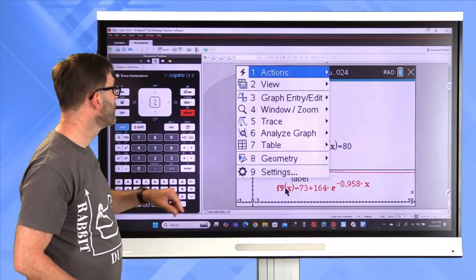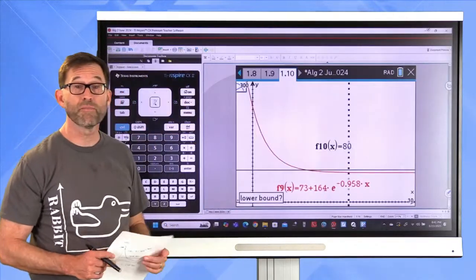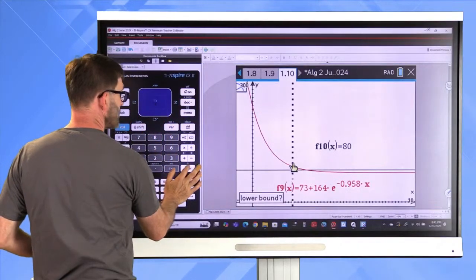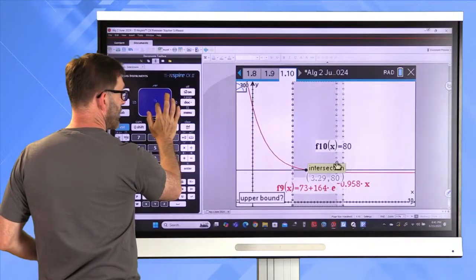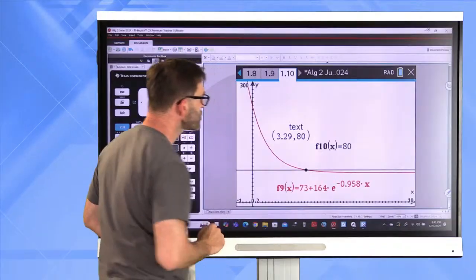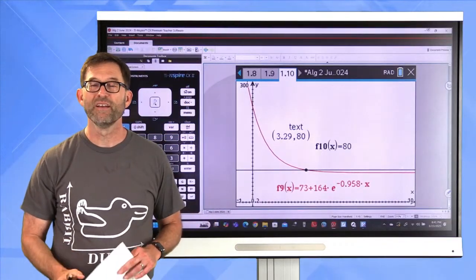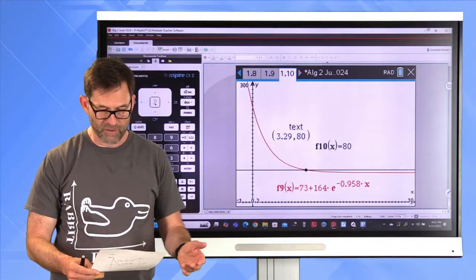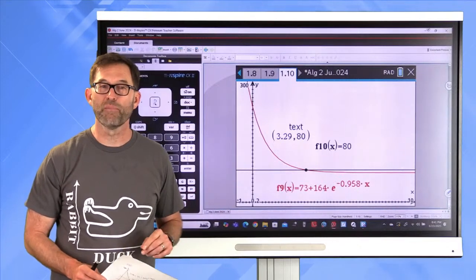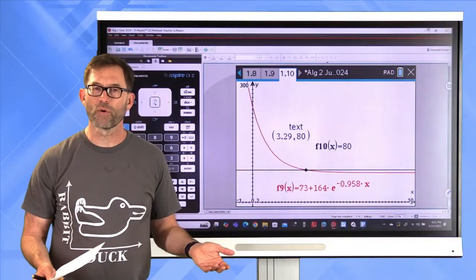Let's go to Menu. Let's go to Analyze Graph and Intersection, which is maybe the most important thing that I use on my calculator in terms of graphical stuff. I'm going to enter, slide it over, enter. And my intersection point is at 3.29, 80, right? So I'm looking for, to the nearest tenth of an hour, how long she's got to wait, and that's going to be 3.3 hours.